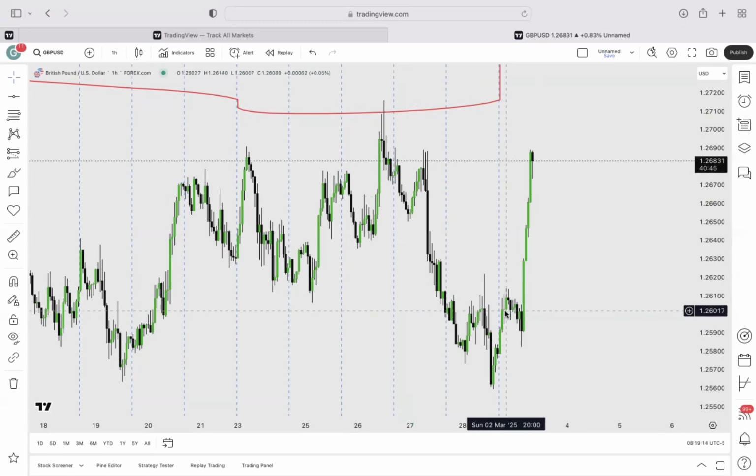Go back and look at it. I've noticed this happen every time on Monday. They just ram price one direction. And it really messes with a lot of traders' heads.